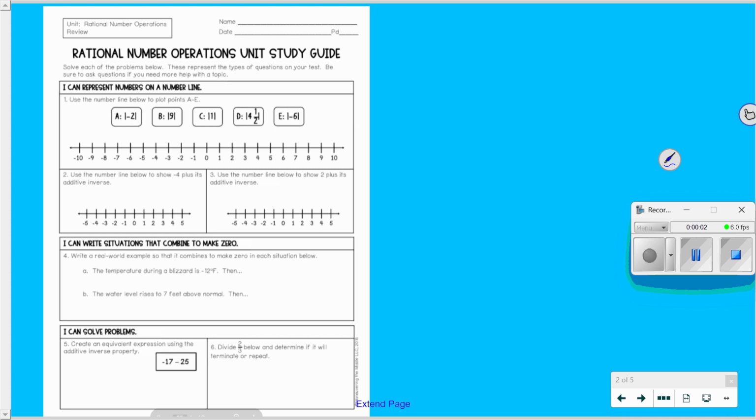Okay, we're all done with the unit. That means it's time for the test. So here's your study guide to help you get prepared. I will be honest, one of the hardest things on this test is going to be showing your work. So please pay attention to what I'm going to be doing on the paper. This is basically the work that we're expecting to see.